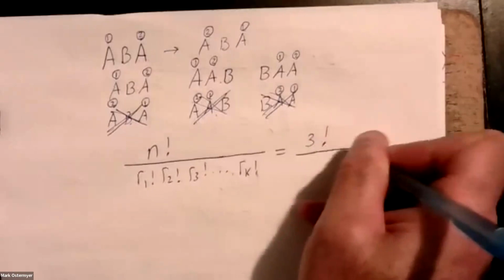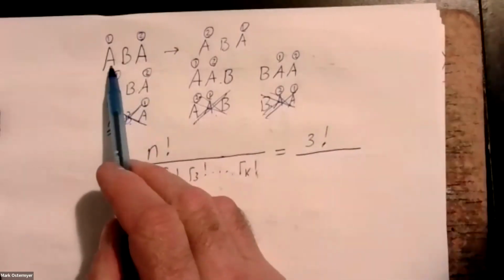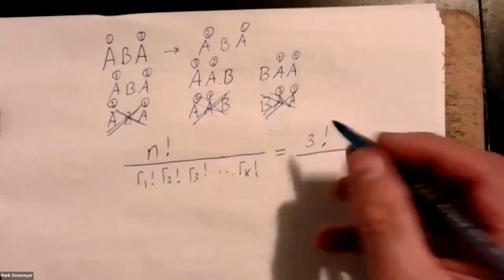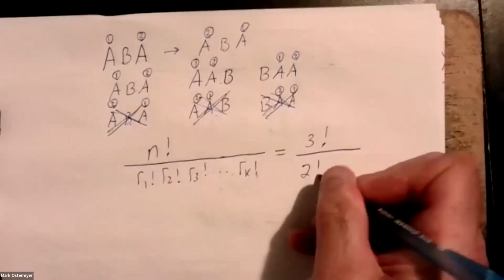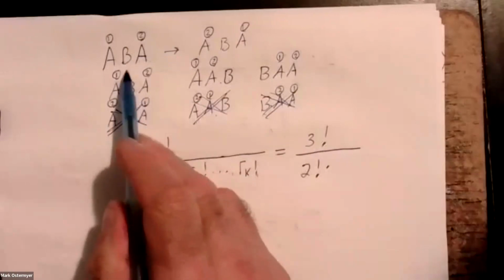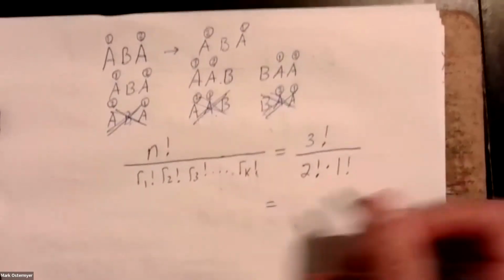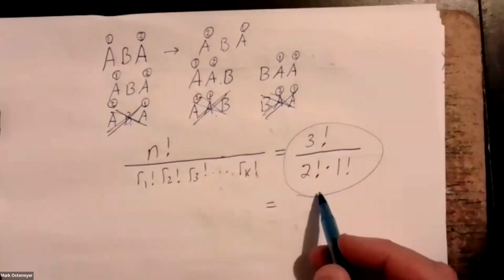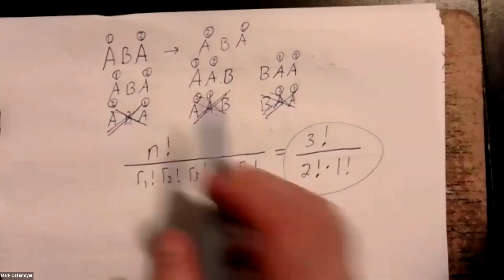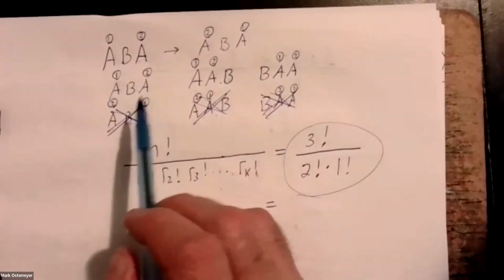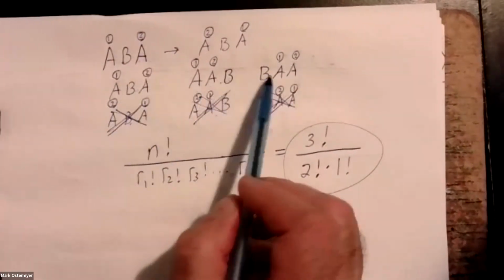I have 3 letters. Now, the letter A repeats how many times? 2 times. So this is going to be divided by 2 factorial. Times, technically, the letter B repeats 1 time, times 1 factorial. This is going to be the number of ways of arranging these 3 letters in a unique fashion. And it should be 3 different ways.